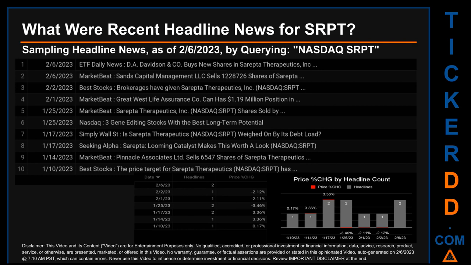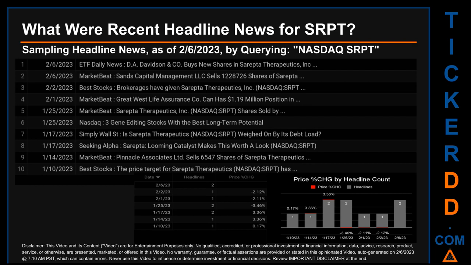The latest publication date was one of 3 days with the most found headlines. I have not yet received pricing data for that day, so cannot calculate the day's percentage change in price. Wednesday, January 25, 2023 and Tuesday, January 17, 2023 also had the most headlines. They each had 2 discovered headlines. On Wednesday, January 25, 2023, first, MarketBeat published the headline that read, SRPT Therapeutics, shares sold by. Second, NASDAQ published the headline that read, 3 gene editing stocks with the best long-term potential.